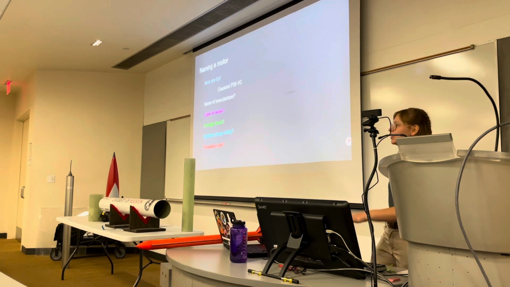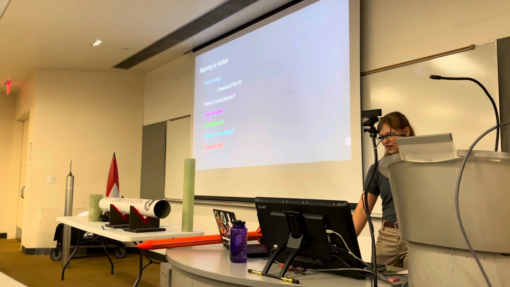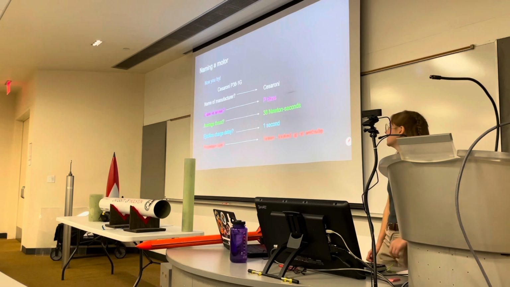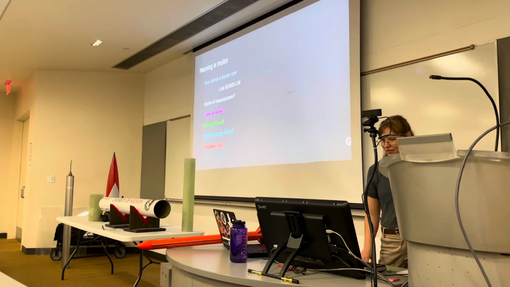And lastly, what is the propellant type? G. So we don't know what G means until we look it up on the Cesaroni website, which I've done. That is their green propellant. So we got that perfect. Good job, you guys. Let's do a harder one.